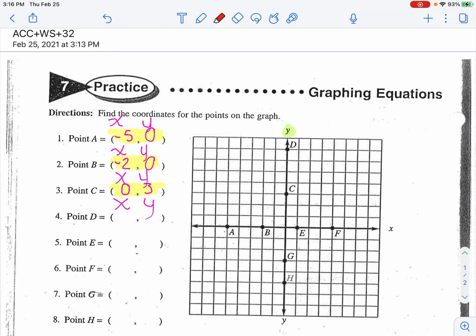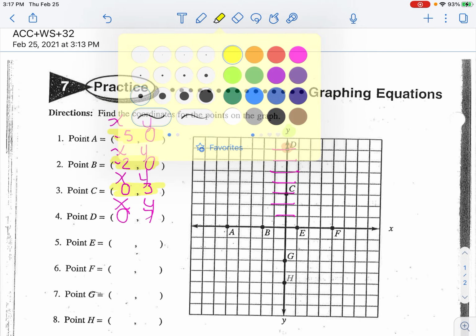Point D, right up here. Again, they did not move anywhere on the x. They did not move to the right. They did not move to the left. So that x value is going to be 0. How far up did they go on the y? They went up 1, 2, 3, 4, 5, 6, 7. So those coordinates are 0, 7.